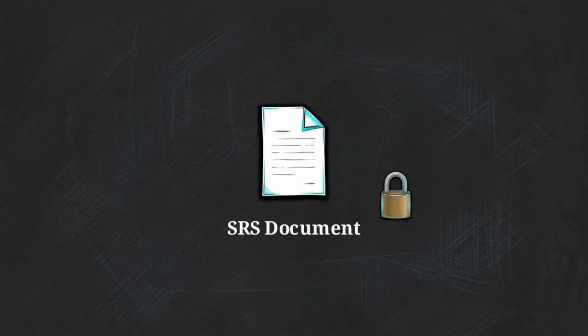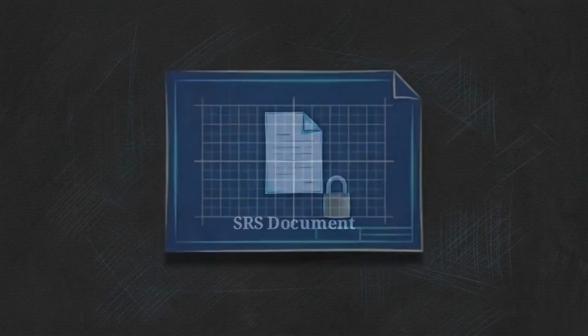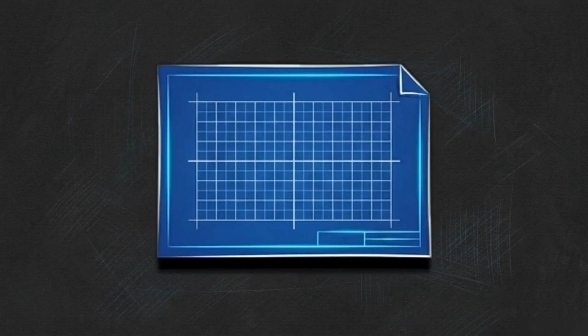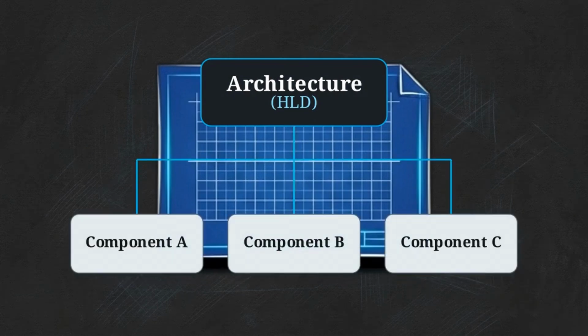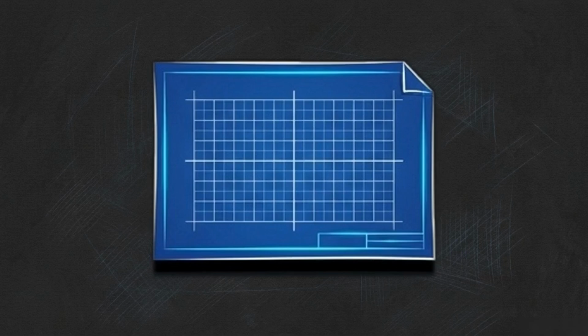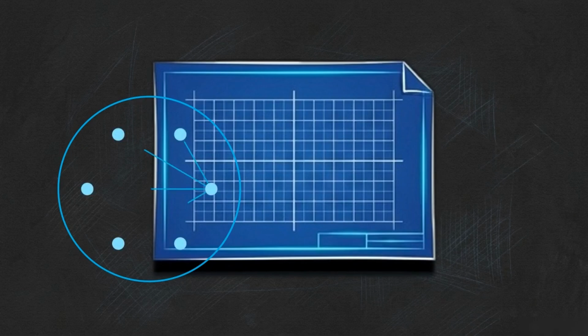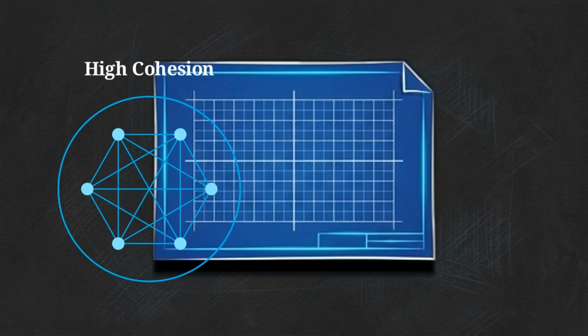With requirements locked, developers move to the design phase. They break the software into modules using 2 levels: high-level design for the big picture and low-level design for the granular details. This diagram shows a principle called high cohesion. Look at the large circular boundary. The thick lines connecting the interior nodes mean everything inside this single module is heavily related and focused on one specific task.